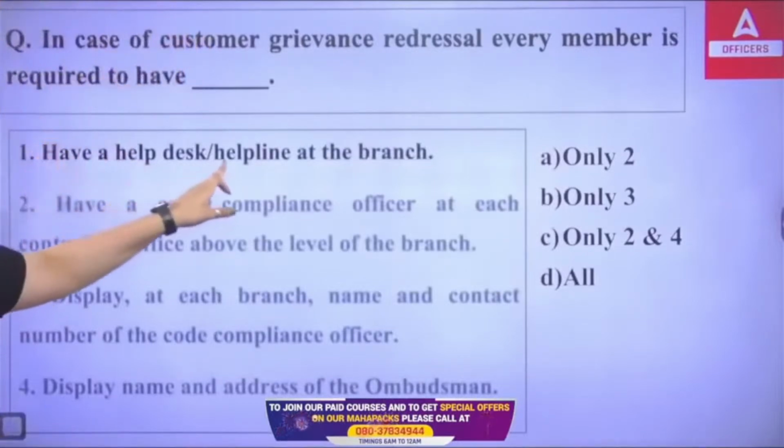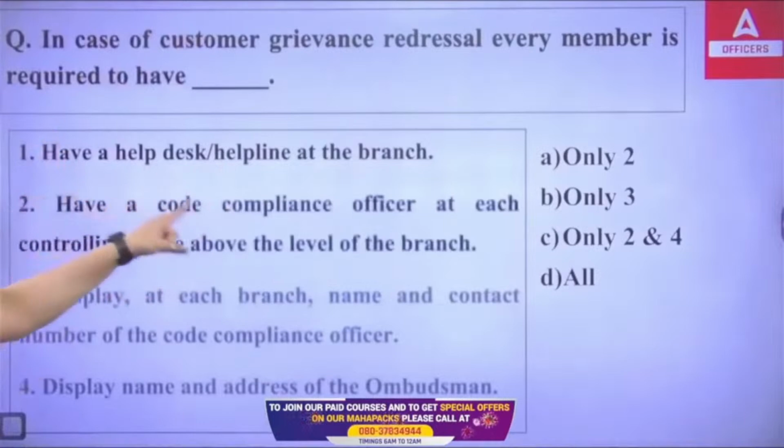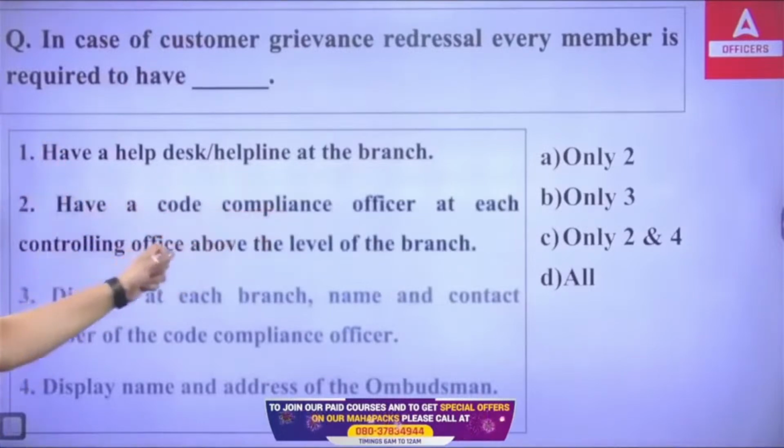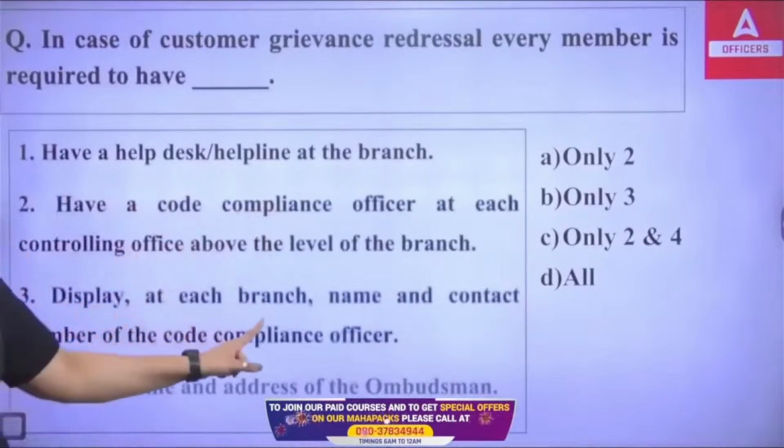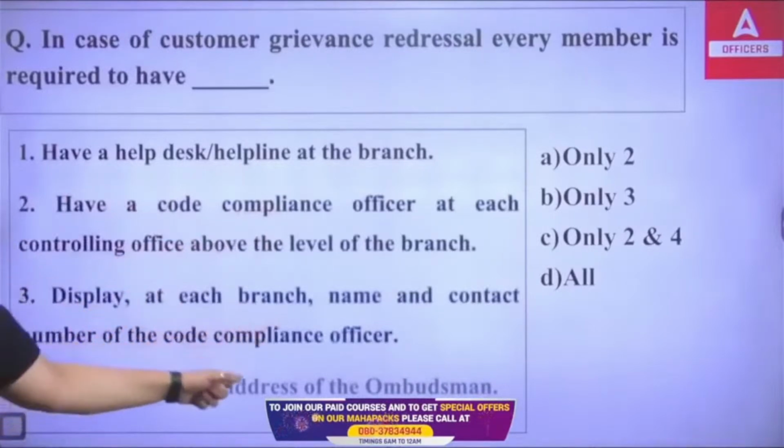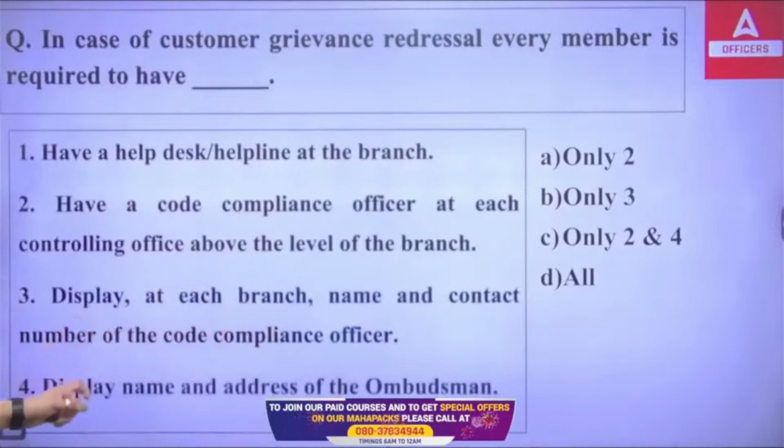To have a help desk helpline at the branch, to have a code compliance officer at each controlling office above the level of the branch, to have display at each branch name and contact number of the code compliance officer, and to have display name and address of the ombudsman. So which of the following is correct? A, B, C or D? Which of the following is correct?